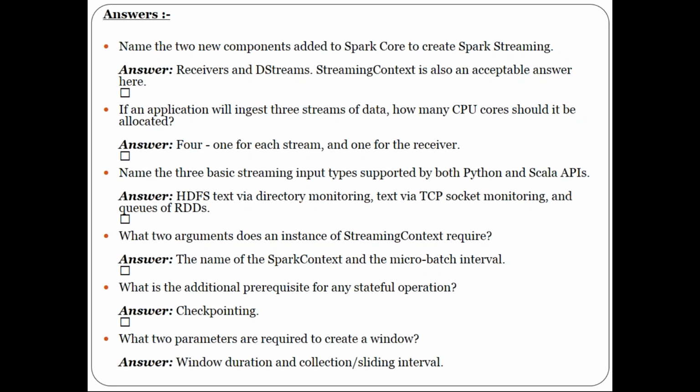What 2 arguments does it use? Spark context and micro batch interval. Fair enough. What additional prerequisite is required for your stateful operation? Checkpointing. What 2 parameters are required to create a window? Window duration and sliding interval. This is not covered because we don't need that one.